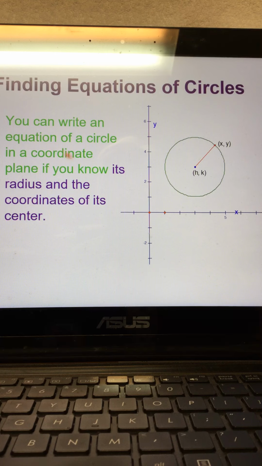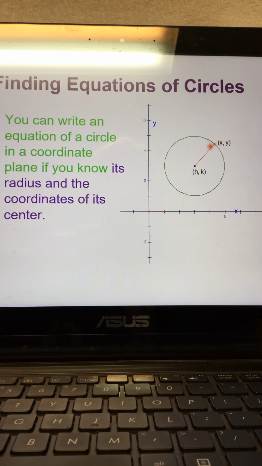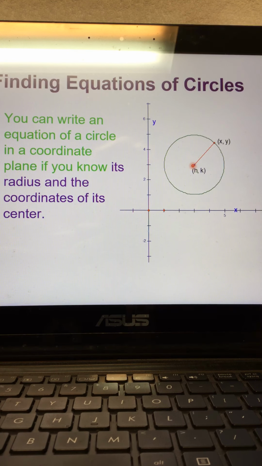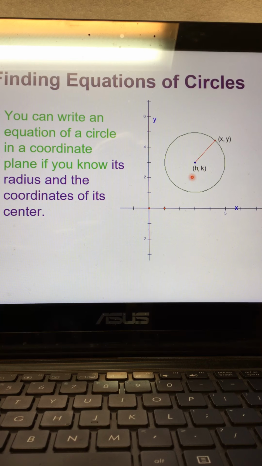Now you can write an equation of a circle in the coordinate plane if you know its radius and if you know the coordinates of its center. So here's the circle, and it's going to have a particular center, and then here's the radius. So if we could find out what the length of that radius is, and if we could know where the center of the circle was located, we could write the equation of the circle. From this point forward, they're going to always identify the center with the letters H, K. H represents the first number in the ordered pair. K is representing the second number in the ordered pair.